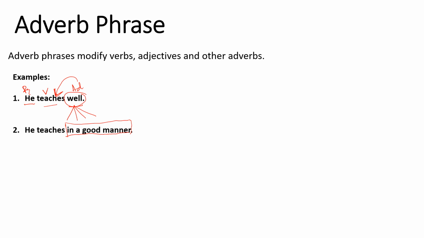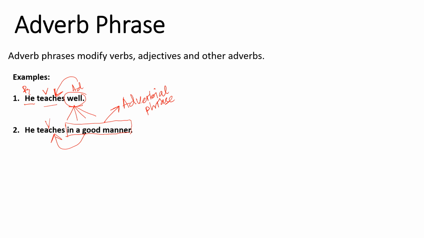Now, in a good manner, can you recognize what type of phrase it is? Actually, it is modifying the verb teaches, right? So, as it is modifying the verb teaches, it is functioning like an adverb. So, it would be an adverbial phrase. Now, it is an adverbial phrase. I haven't said that it is an adverb phrase. Actually, there is a slight difference between an adverb phrase and an adverbial phrase. Inshallah, we will cover the difference soon.